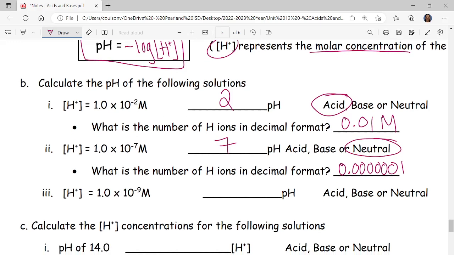And then this H plus ion concentration is 1.0 times 10 to the negative 9th. So go ahead and plug that one into your calculator as well. What'd you get? 9. Okay, did you actually plug that into your calculator, or did you just notice it? If you actually plug it in, you'll get 9. And if you don't plug it in, what pattern are you noticing? It's just not the negative.